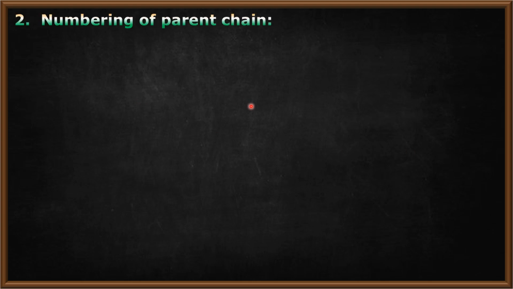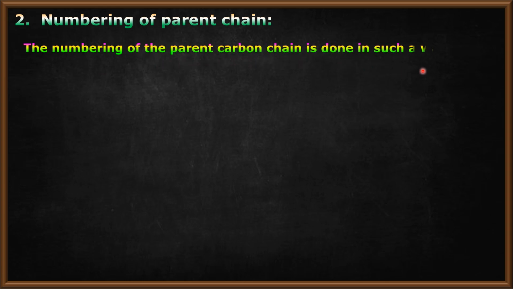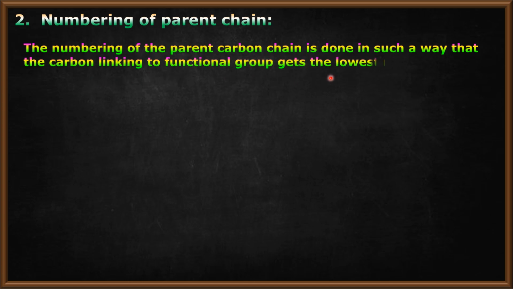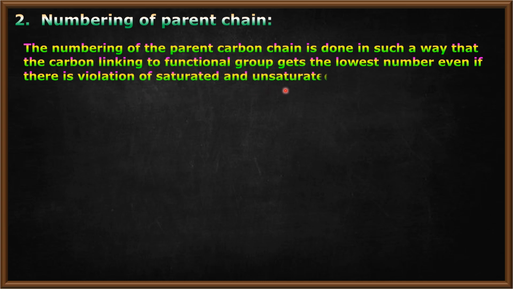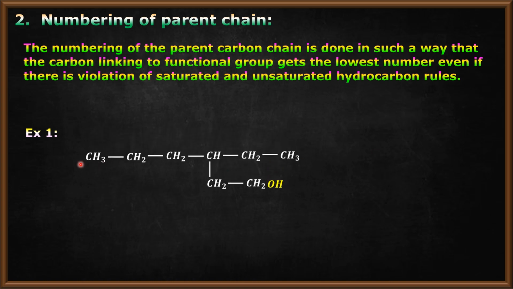Next rule is numbering of the parent chain. The numbering of the parent carbon chain is done in such a way that the carbon linking to the functional group gets the lowest number, even if there is violation of saturated and unsaturated hydrocarbon rules. Here is an example. This one is the parent chain we have to select because it includes the functional group OH, and see here, I am numbering from left to right and from right to left also. So which way of numbering is the correct one?